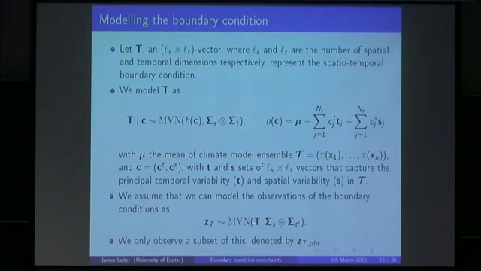We also have these temperature observations of the past, which I showed pictures of earlier, and we call this zt. We assume that this is also a normal distribution centered at our boundary condition and with some other variance matrix. But due to the large sparsity that we have, we only observe a subset of this, and we denote this zt obs.